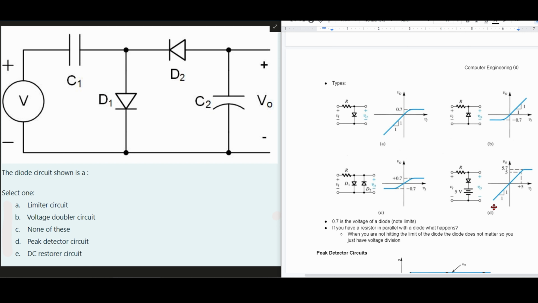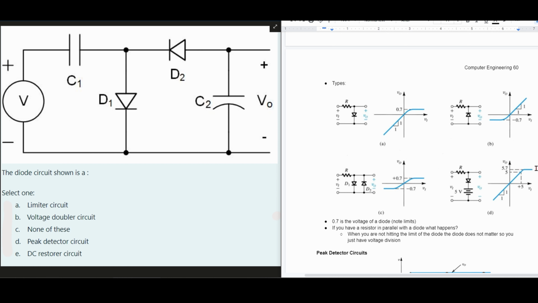And so you can notice how the diode is facing downwards, like how it is up here. So that means the input is going to be the same as the output until it reaches where our diode is, which is 0.7. But since we have this battery in series with it, we have to add the voltages, so it's going to be 5.7.